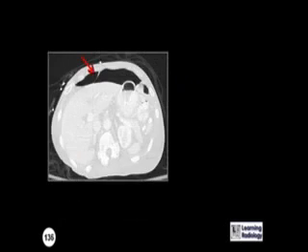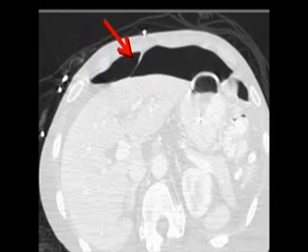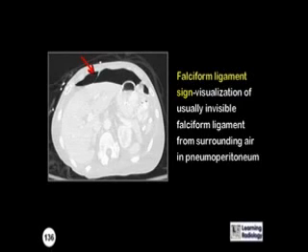What is the name of this sign? This is the falciform ligament sign, which is visualization of the usually invisible falciform ligament on the anterior surface of the liver from surrounding air in a pneumoperitoneum.